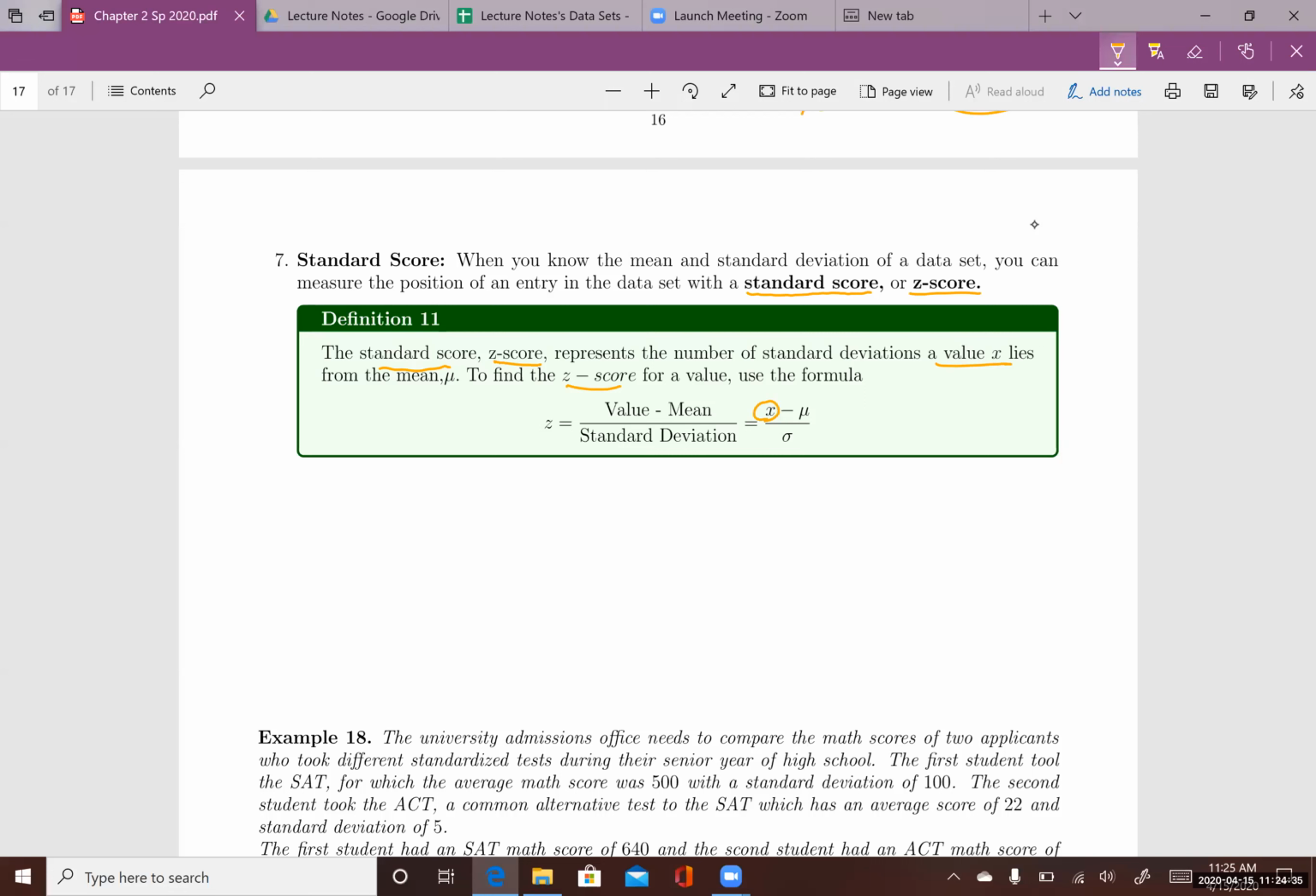So let's look at the normal distribution again, the bell curve distribution that we talked about earlier. You always have the mean here. And then let's say I have an x value right at the mean plus 1 standard deviation.